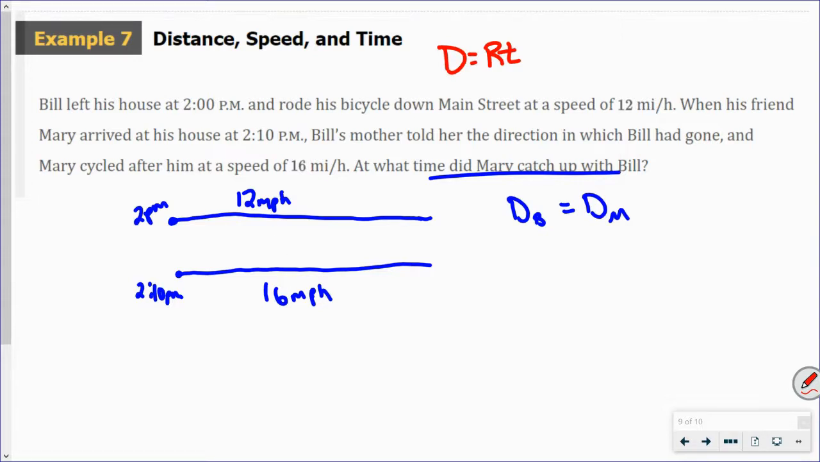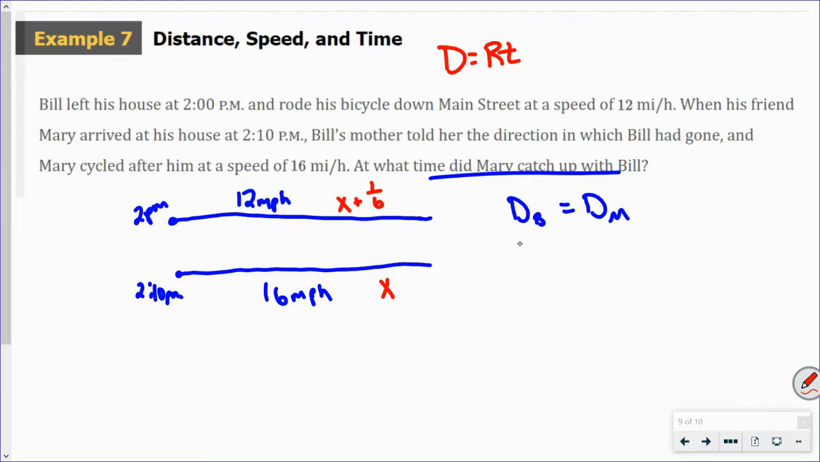Now, if we look here, we can figure out who traveled longer. Okay, Bill started at 2 p.m. Mary started at 2:10. She started after him, which means Bill's going to end up riding longer. So if Mary travels for x hours, Bill's going to travel for x plus 10 more minutes, because there's a 10-minute difference. Well, 10 minutes is 1/6 of an hour. Okay, it's 10 over 60, which reduces to 1/6.